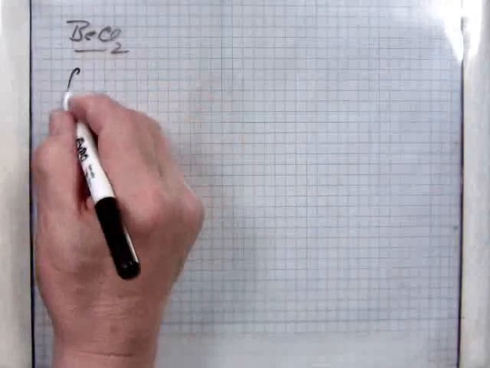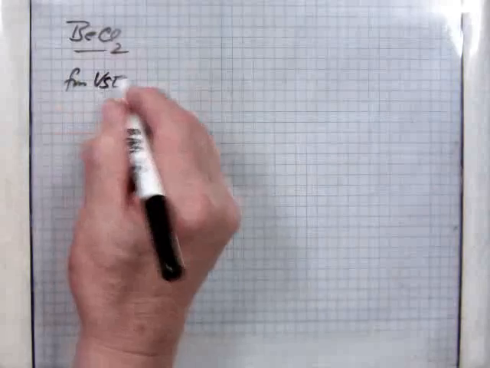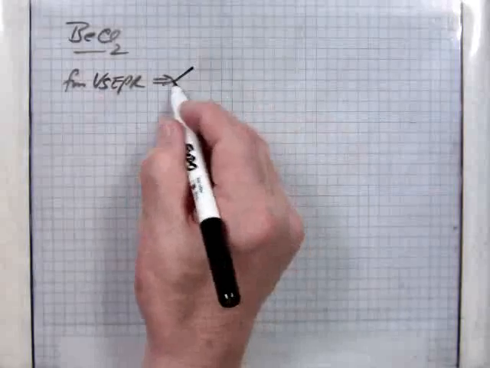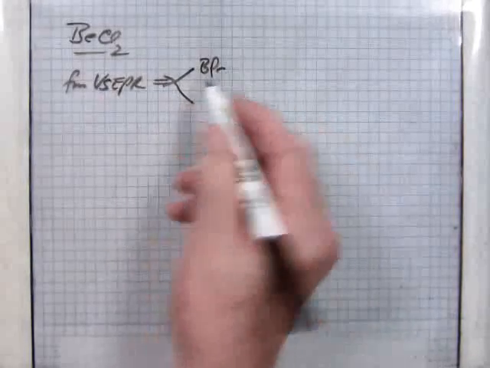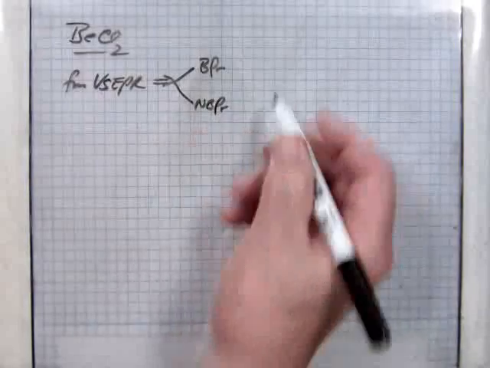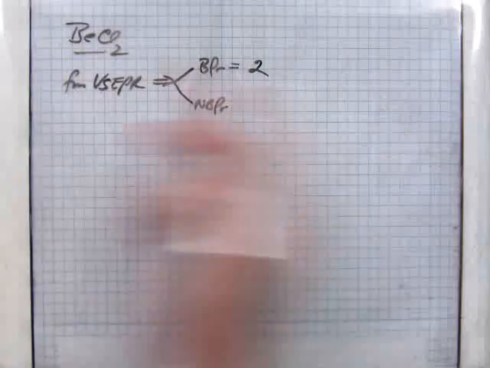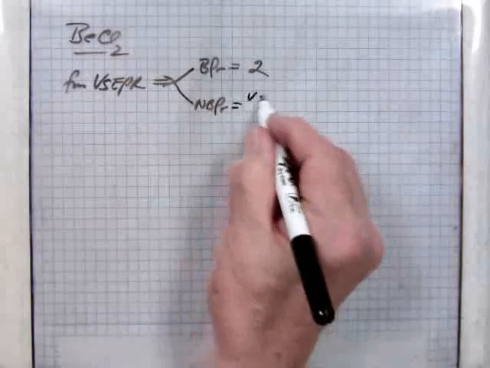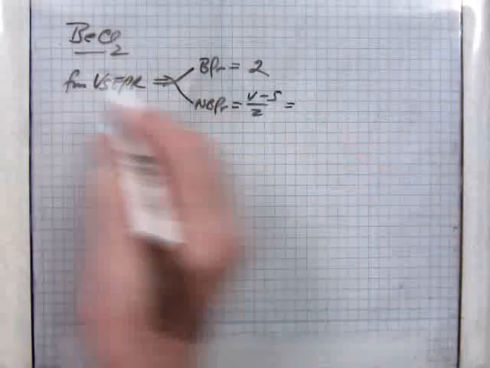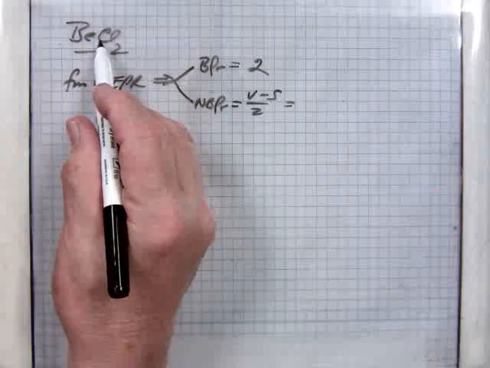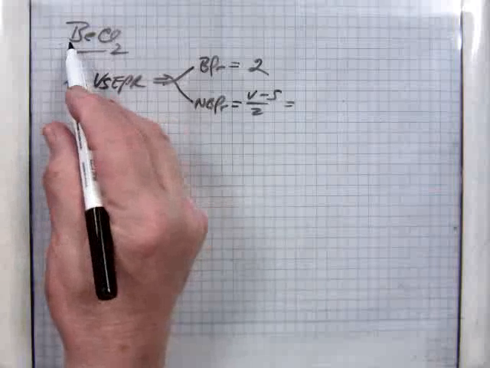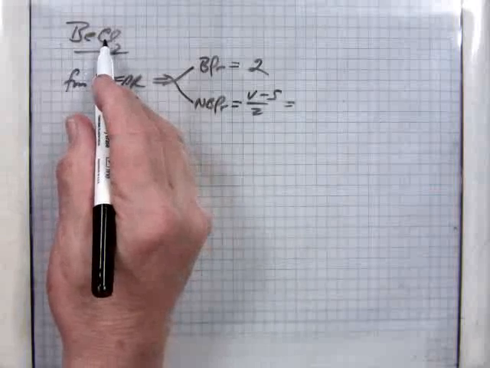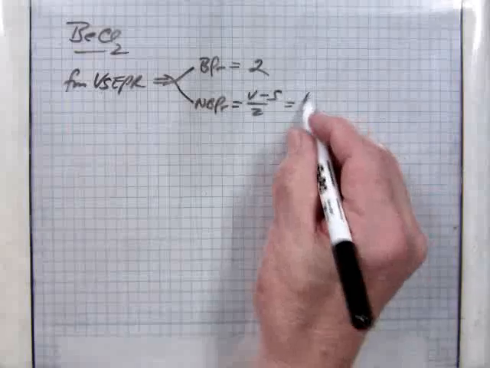VSEPR: we have two things, bonded pairs and non-bonded pairs. Well, the bonded pairs have got to be two. That's because we got two attachments. Well, valence minus substrate over 2. Well, the valence is 2 times 7, 14, 15, 16. Two chlorines and the beryllium in the second group. So 2 times 7 is 14 plus 2, 16. So there's your valence number.